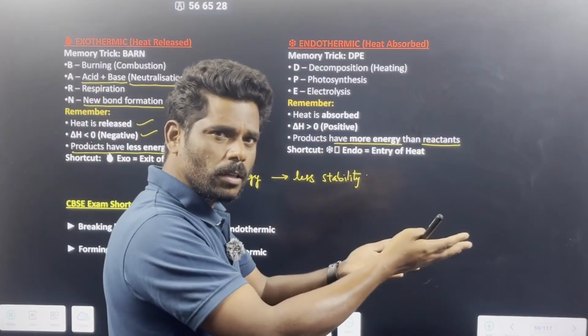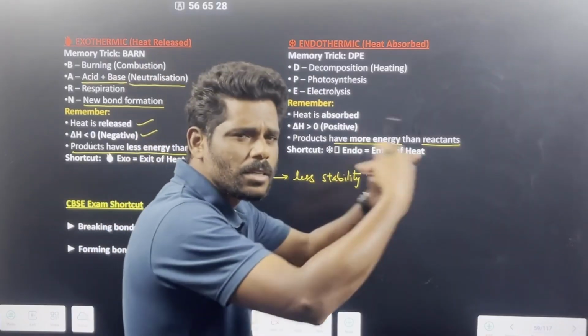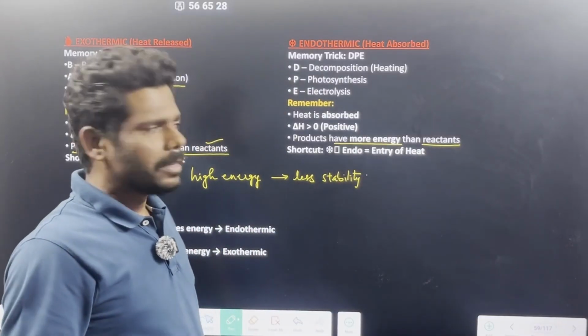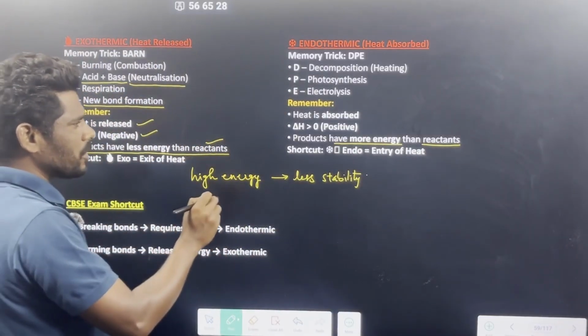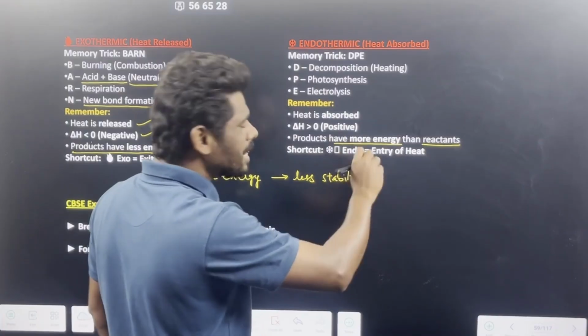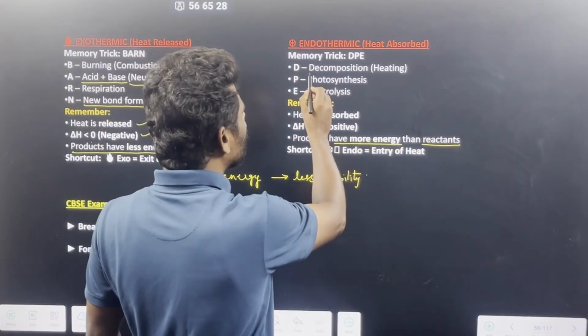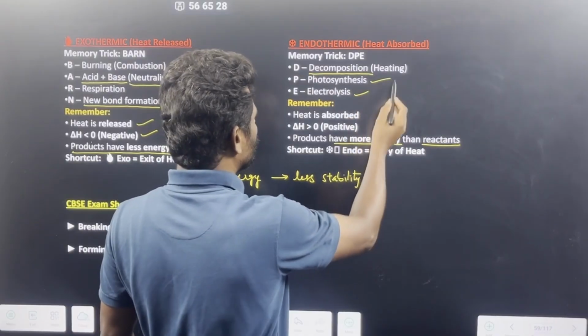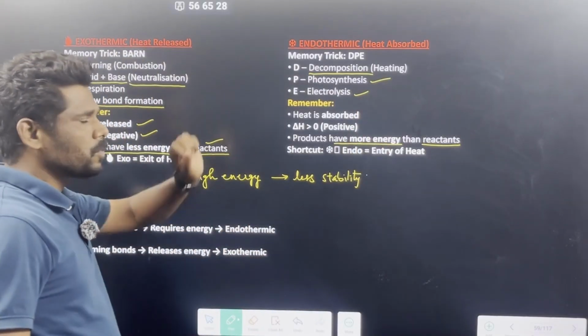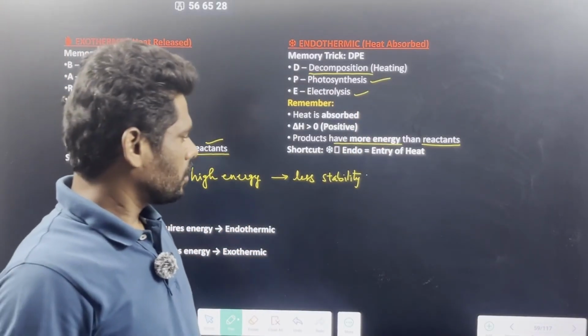Reactants are more stable, but the reaction is happening because heat is being supplied. That is why endothermic reactions happen, by taking in heat or some other kind of energy. Usually decomposition reactions, electrolysis, and photosynthesis are the best examples of endothermic reactions.